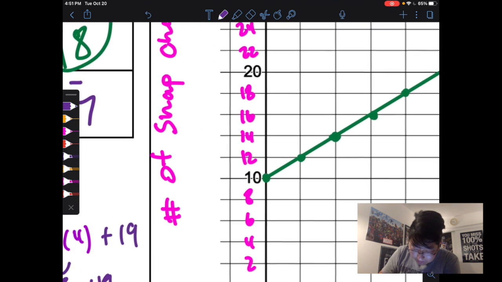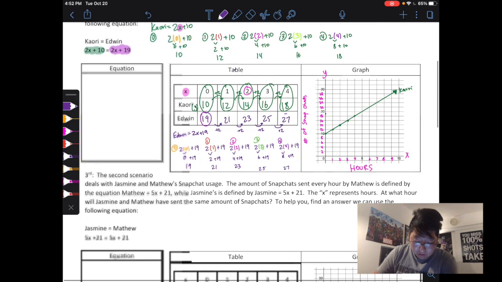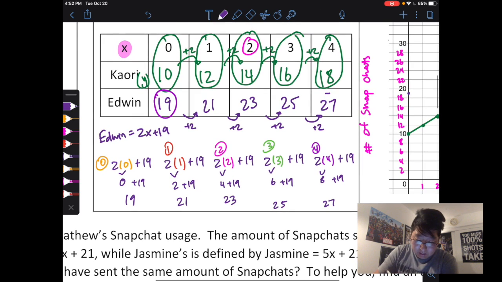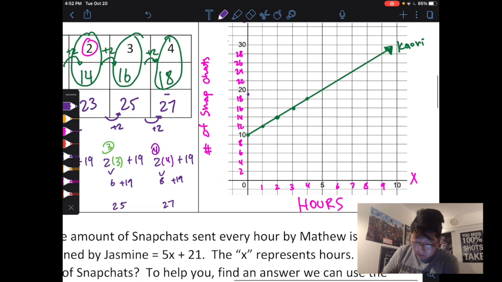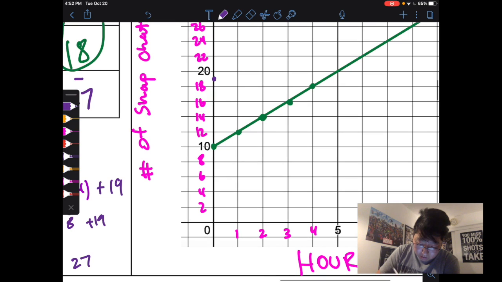Now, do we see 19 here? 2, 4, 6, 8, 9. 19 will be in between 18 and 20. All right. So in 0 hours, he sends 19, which is right here. In 1 hour, he sends 21. So let's go ahead and find 1 hour, he sends 21. It's going to be in between 20 and 22.